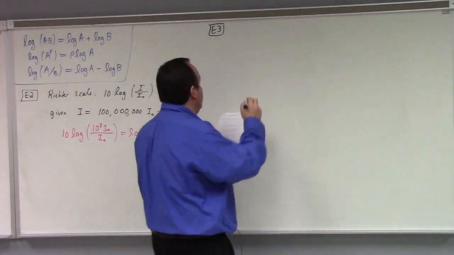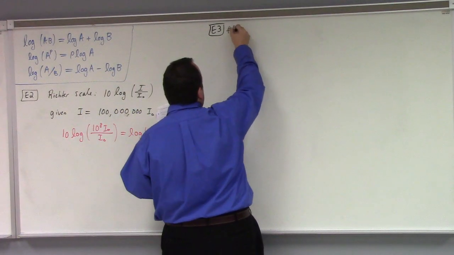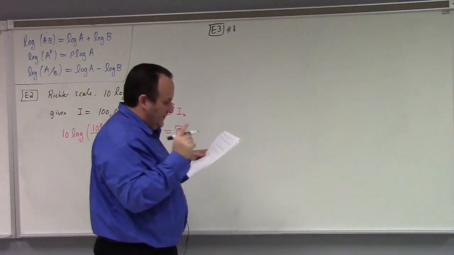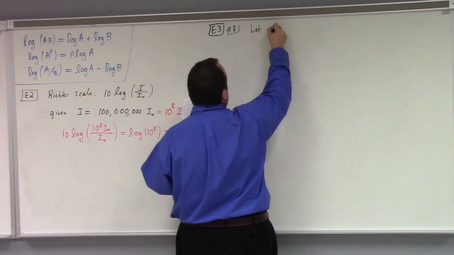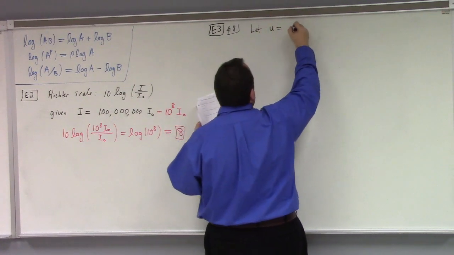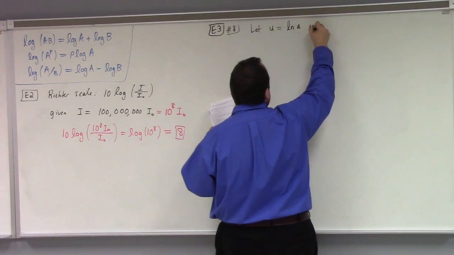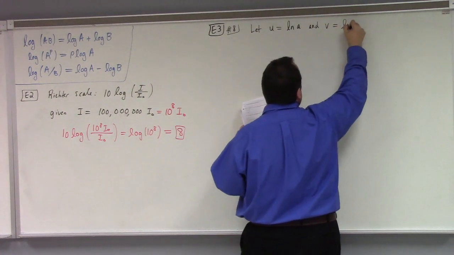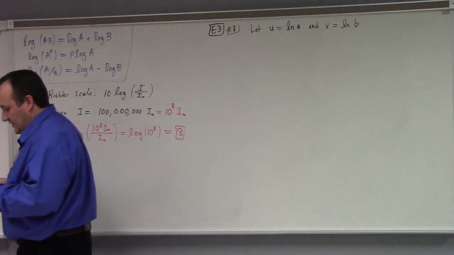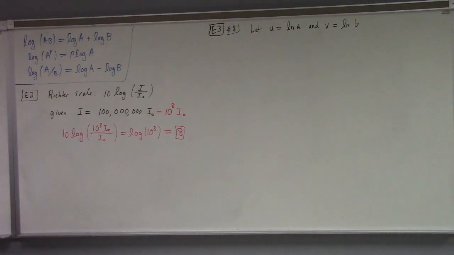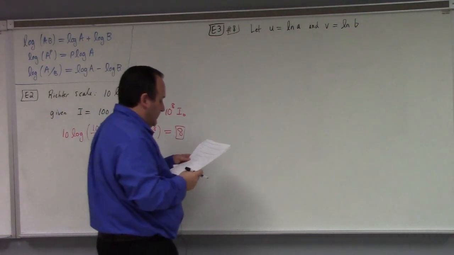Anyway, so here, let's do number 8, because I haven't done one quite like this, and I think this would be good practice for us. So this one's a little bit different. It says let u equal the natural log of a, and v equal the natural log of b. I like this problem. I like the format of it, because it makes you think a little bit. So we're defining u and v to be log a and log b. That's the thing.